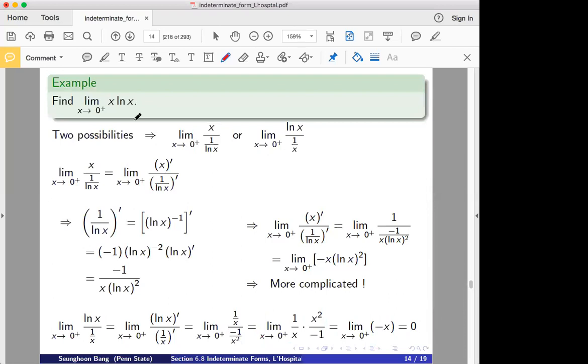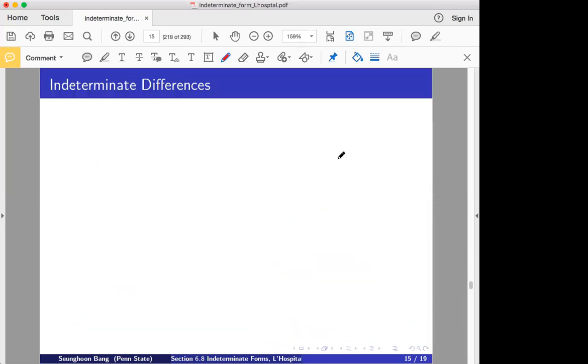But let me see. We have an ln function and a polynomial or algebraic function. How can we change it? This is better: ln of x is on top, and the algebraic function goes to the denominator by using the reciprocal. This is better. We know this kind of thing.